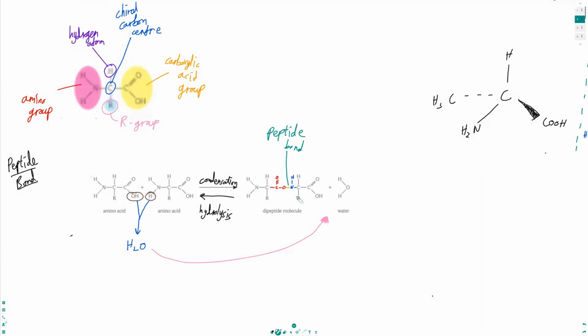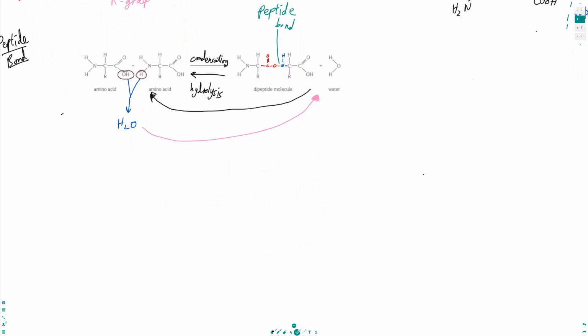We also spoke about in the last video that you can hydrolyze this peptide bond. You can break this peptide bond and get your two amino acids back by a reaction known as hydrolysis. This requires water to be split, and an OH will come here and the H will come here. So that's hydrolysis, going from a dipeptide to two different amino acids. But now we're going to talk about levels of protein structure.